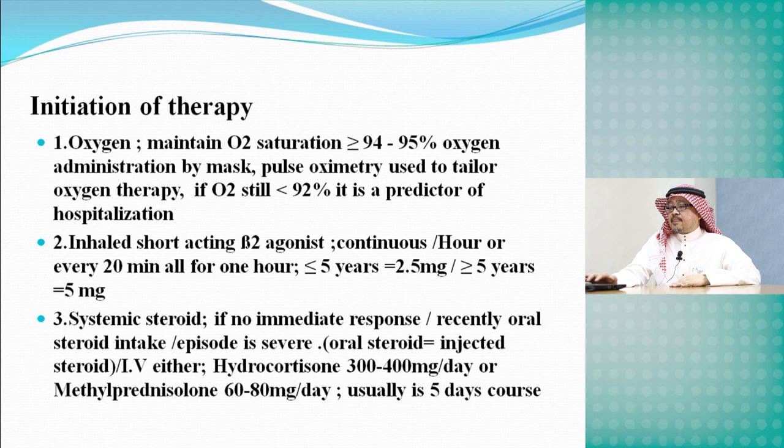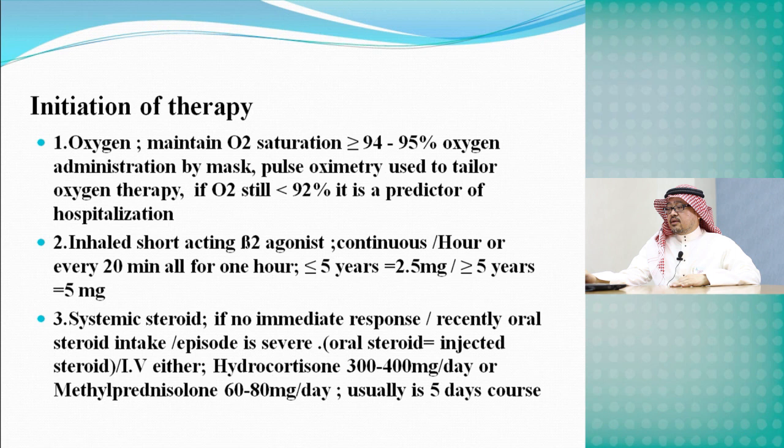Inhaled short-acting beta agonist should be given continuously or every 20 minutes for 1 hour: for children less than 5 years, 2.5 milligram, and more than 5 years, 5 milligram. Systemic steroids, if no immediate response, recent oral steroid intake, or the episode is severe, are usually given as injected steroids, IV, either hydrocortisone or methylprednisolone, usually in a 5-day course.